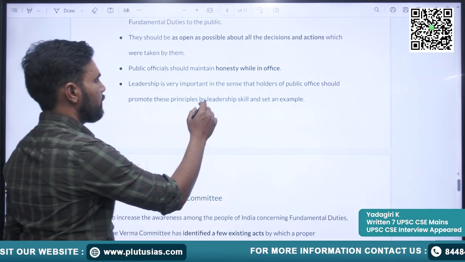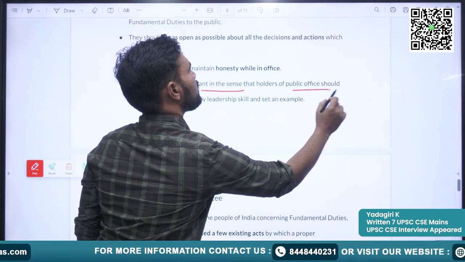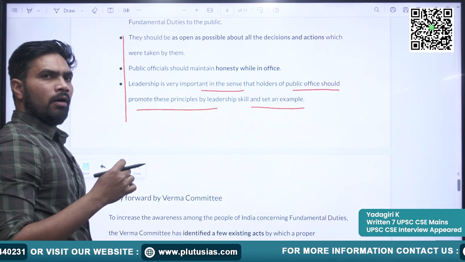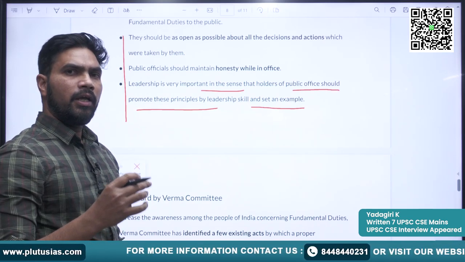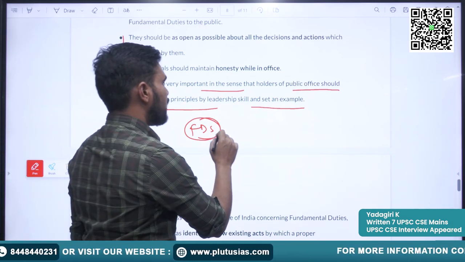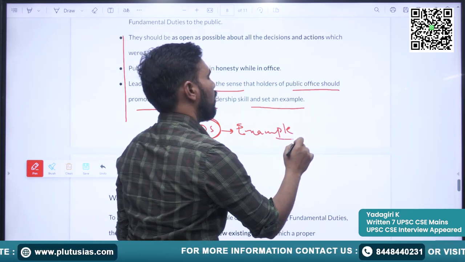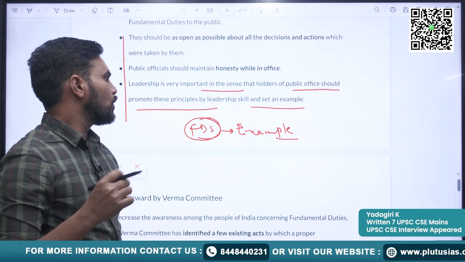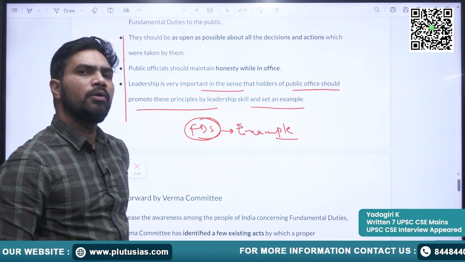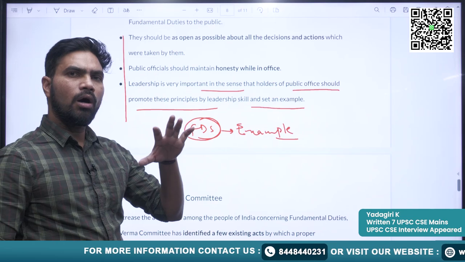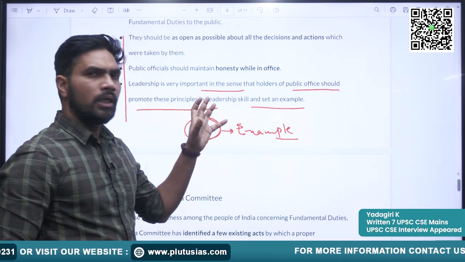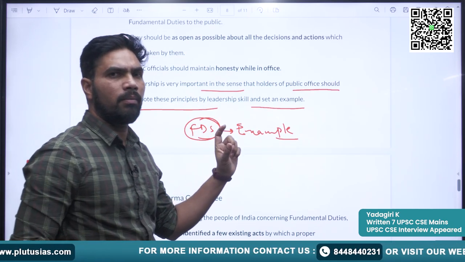Another important recommendation given by the committee is that leadership is very important, in the sense that holders of public office should promote these principles by leadership skill and set an example. If the people who are holding public offices follow and implement the fundamental duties, the other people will take it as an example, and the common people will come out and also start following the fundamental duties. So first the committee asks the public servants and the people holding public offices to follow the fundamental duties first, set an example and become leaders. If this is done, automatically the other people will be inspired and will also start following the fundamental duties. So these are very beautiful and important recommendations given by the Verma committee.